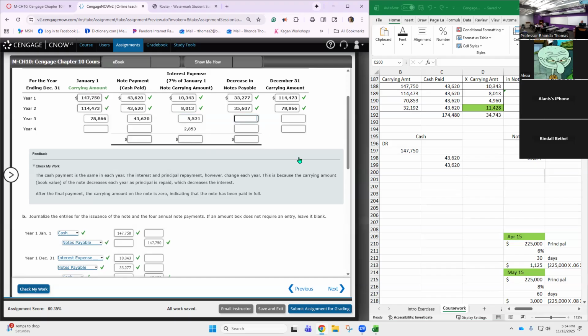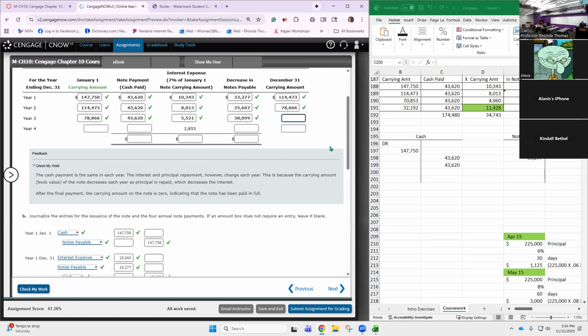So if you take 43,620 and subtract 5,521, you get 38,099. Let's see if that agrees. Okay, so we have a new carrying value then of the note, 78,866 minus $38,099. Our new carrying value at the end of year 3 is 40,767, and you bring that down to year 4.